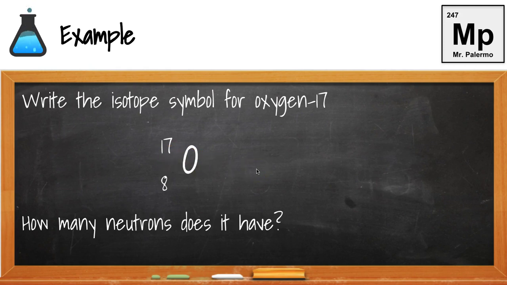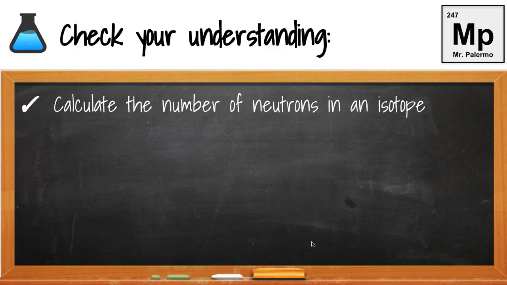So then how many neutrons does it have? Well, you can take 17, the mass number, and subtract the atomic number, the number of protons, and you'll get the number of neutrons. So 17 minus 8 gives us 9. So oxygen 17 has 9 neutrons. So let's check your understanding. Can you calculate the number of neutrons in an isotope?